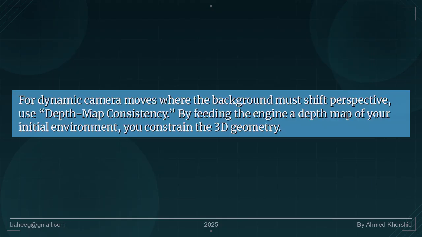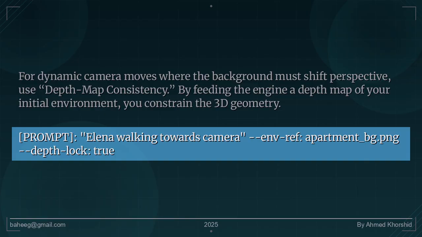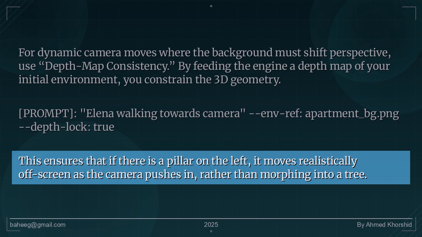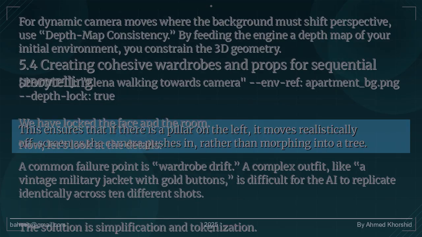For dynamic camera moves where the background must shift perspective, use depth map consistency. By feeding the engine a depth map of your initial environment, you constrain the 3D geometry. Prompt: Elena walking towards camera, envref apartment_bg.png, depth lock true. This ensures that if there is a pillar on the left, it moves realistically off-screen as the camera pushes in, rather than morphing into a tree.